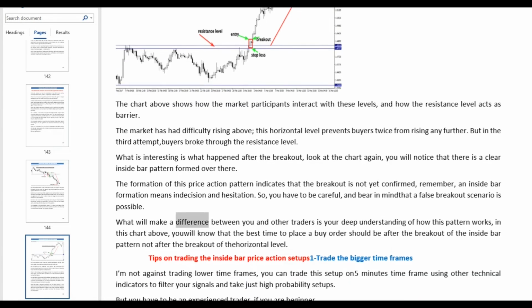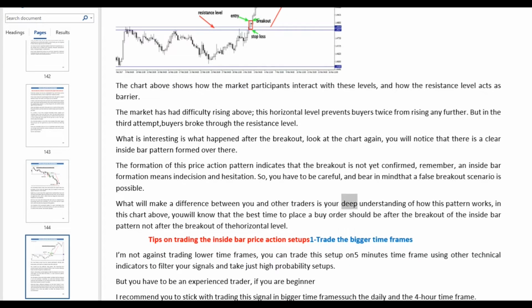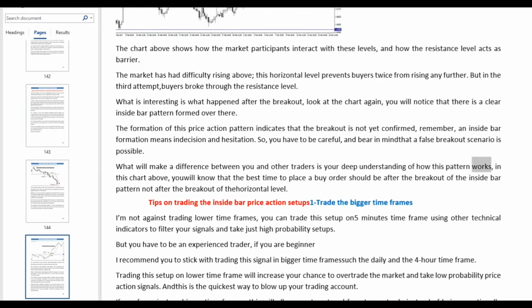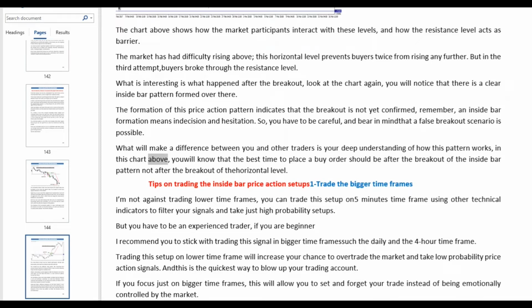What will make a difference between you and other traders is your deep understanding of how this pattern works. In this chart above, you will know that the best time to place a buy order should be after the breakout of the inside bar pattern, not after the breakout of the horizontal level.